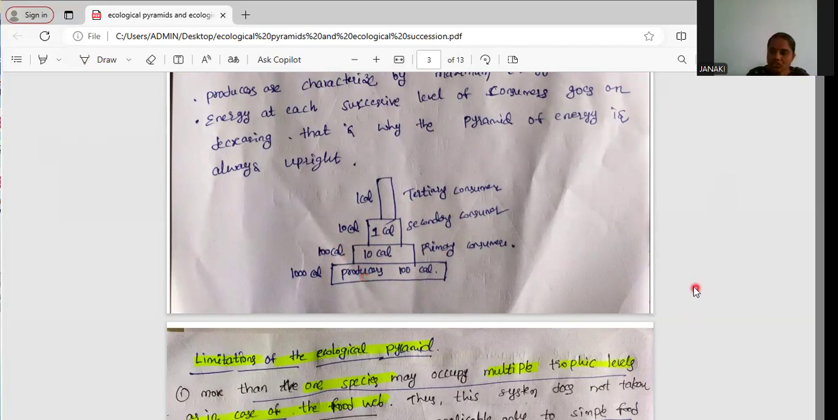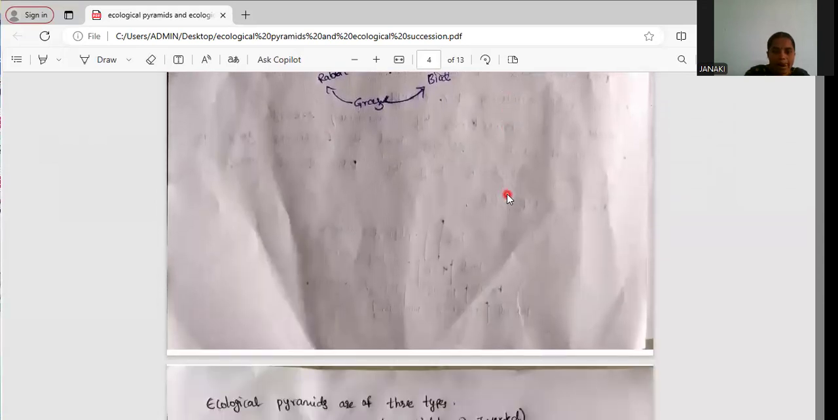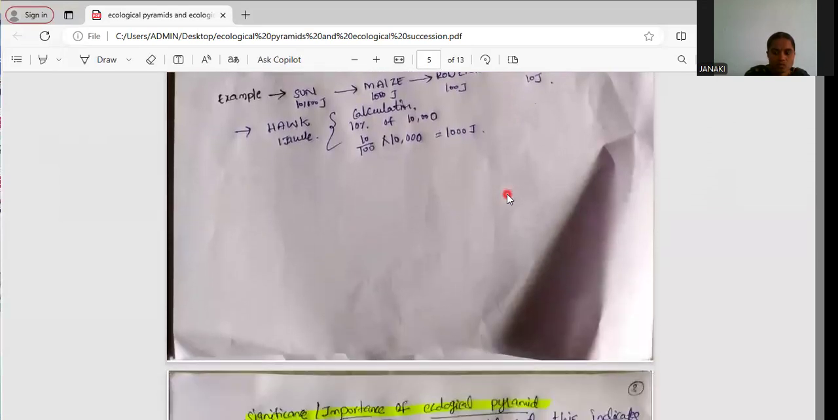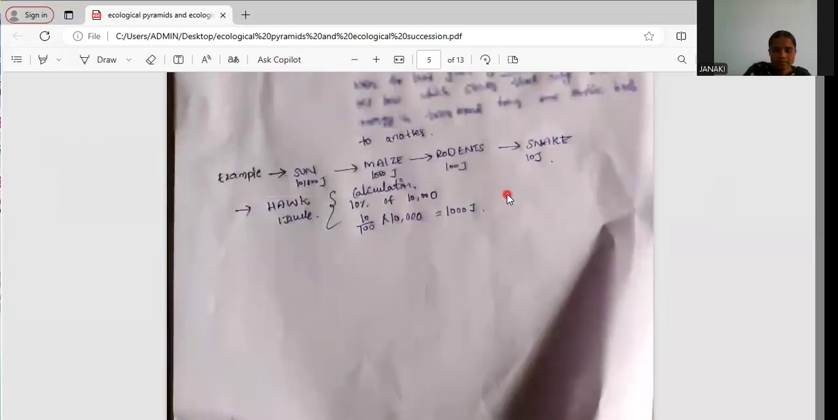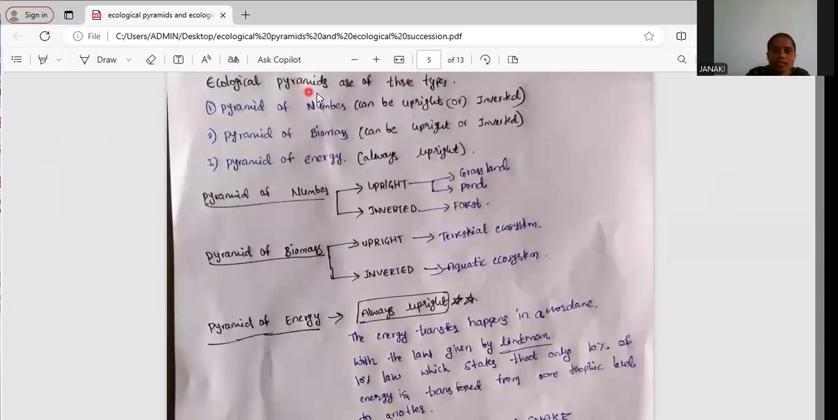Next one. These are the three types of ecological pyramids: pyramid of numbers, pyramid of biomass, and pyramid of energy. See this picture. Ecological pyramids are of these types. The pyramid of number can be upright and inverted only. Here, biomass also can be upright or inverted only.